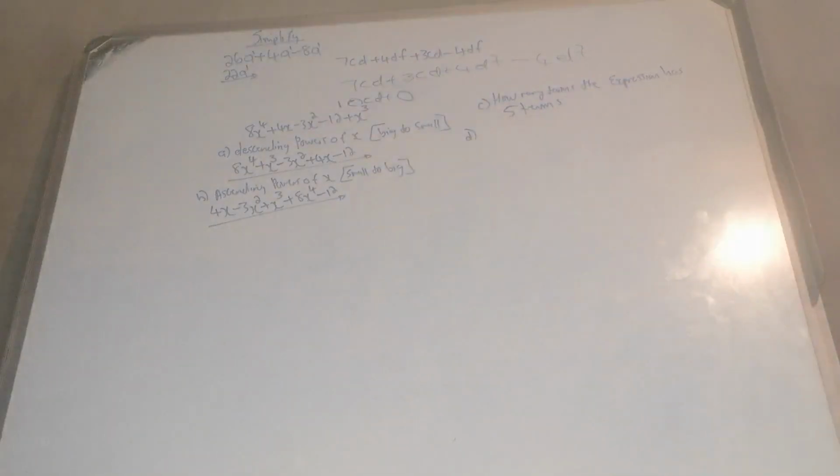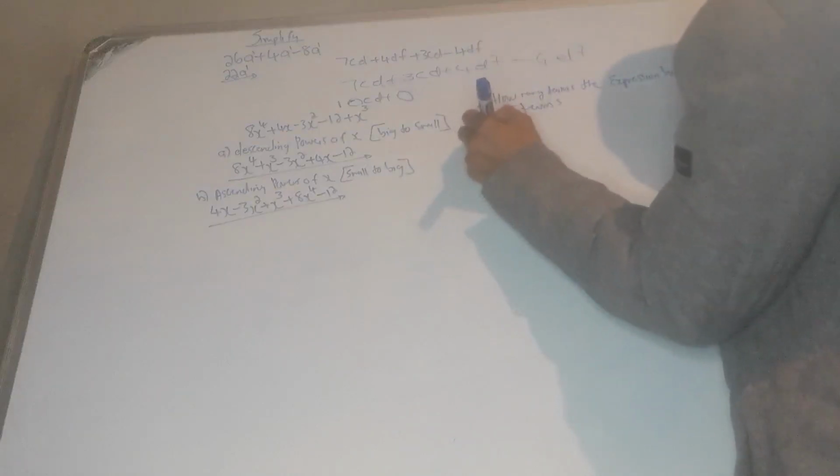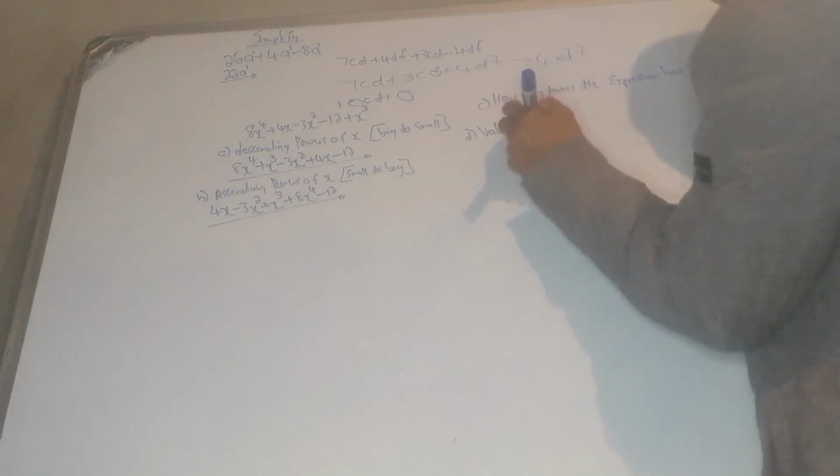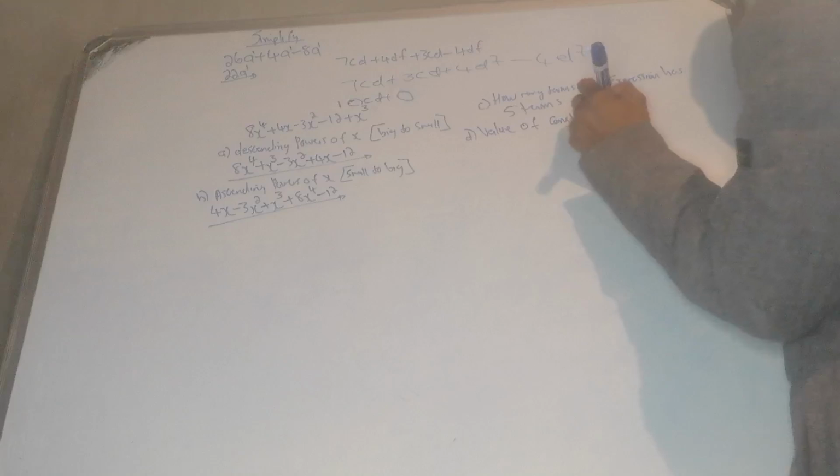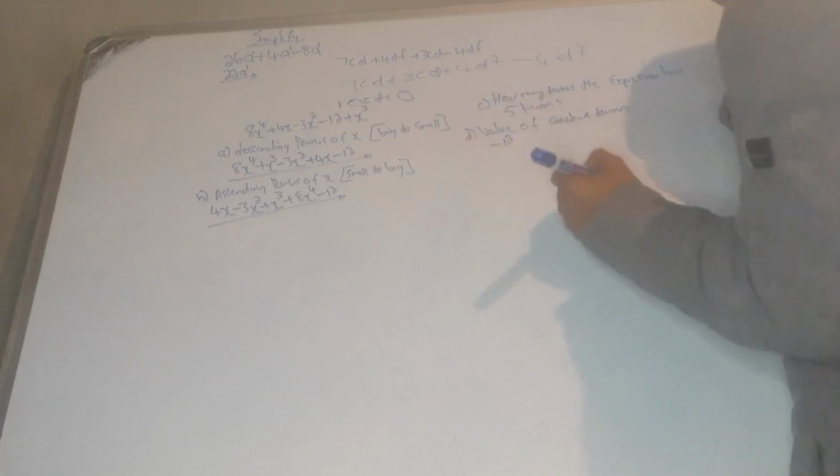Number D. What is the value of the constant term? A constant term is a term that has no alphabet. Negative 12. Very good.